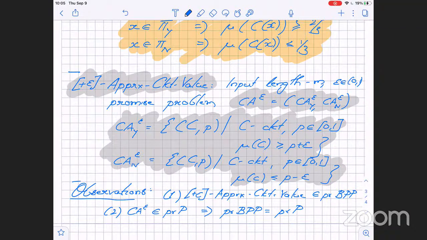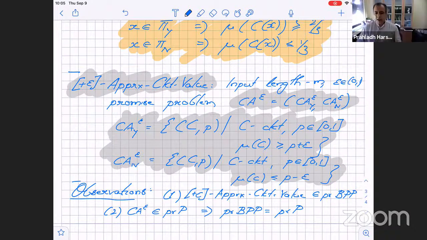What is promise P? Once again, P is the set of languages. Promise P is the set of promise problems which have a deterministic polynomial time algorithm that distinguishes the yes instances from the no instances. It's the same. So every class which we define, we can define the corresponding promise problem in which the inputs are now not languages, but promise problems.